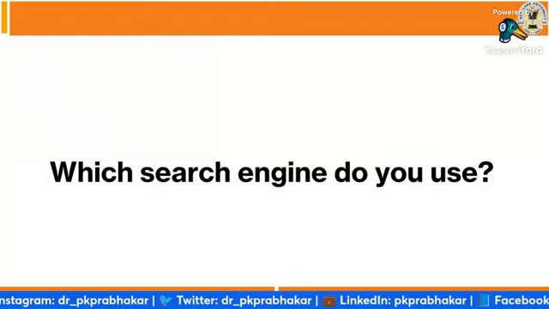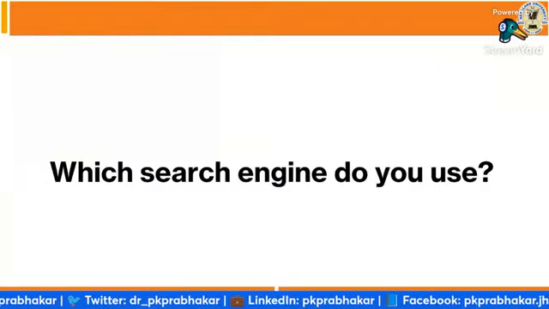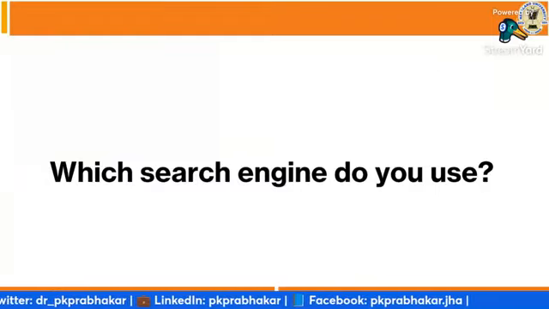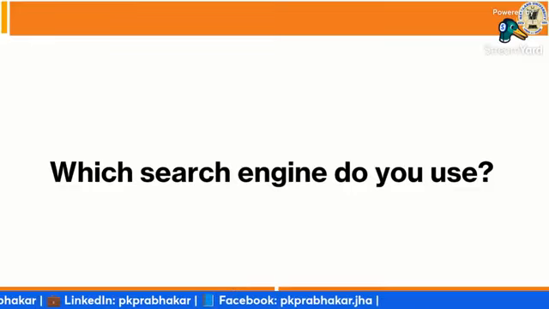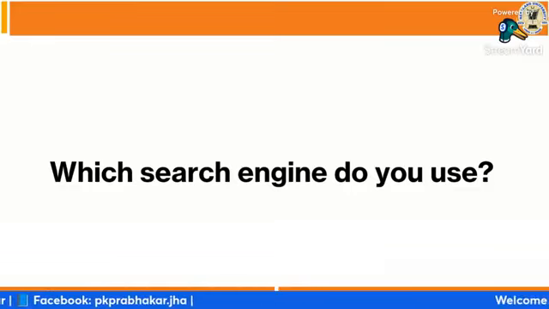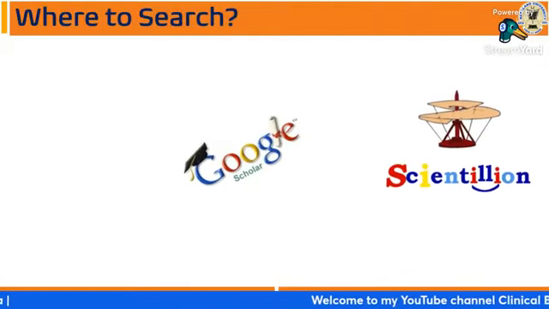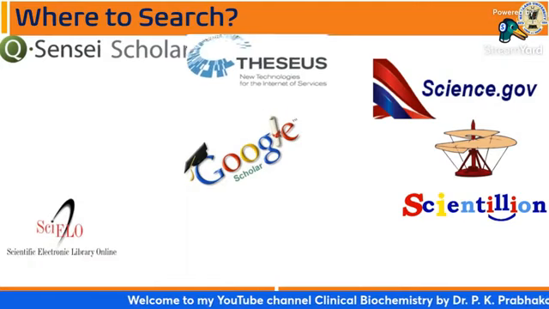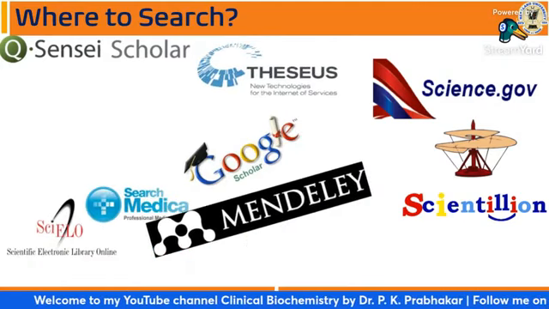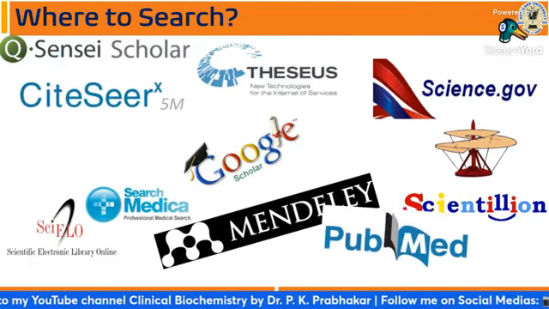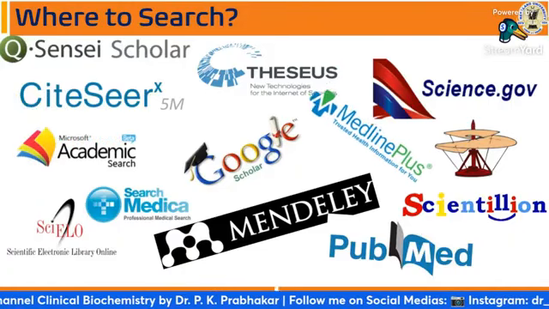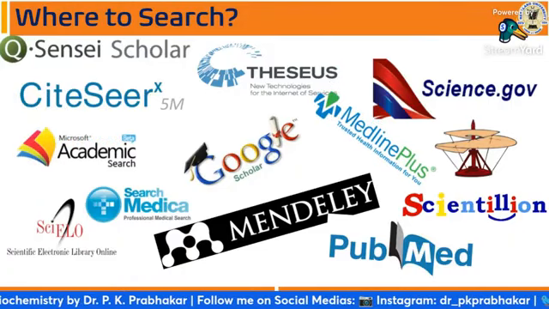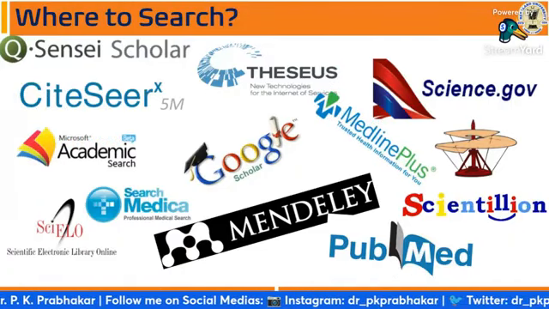Which search engine do we normally use? Nowadays Google is synonymous with search. Whenever we say search something, we normally say Google it, so Google is synonymous with search tools. But these are the different search tools, search engines, you can call them. We don't have only Google, we have a number of search engines and search tools which are freely available for everyone.